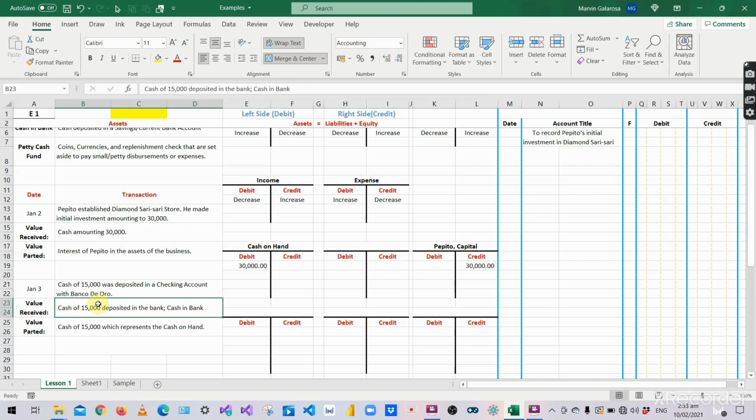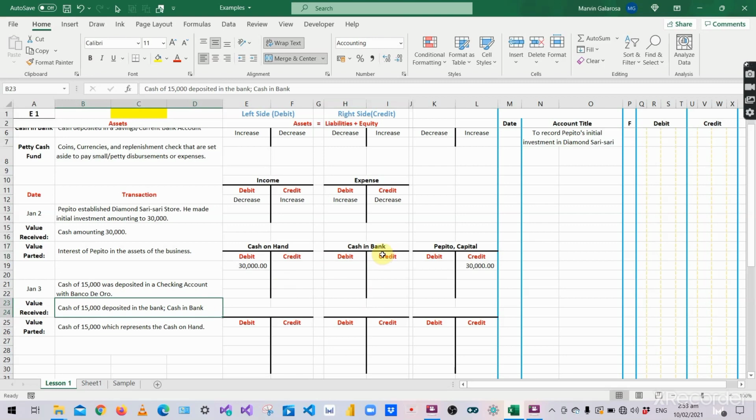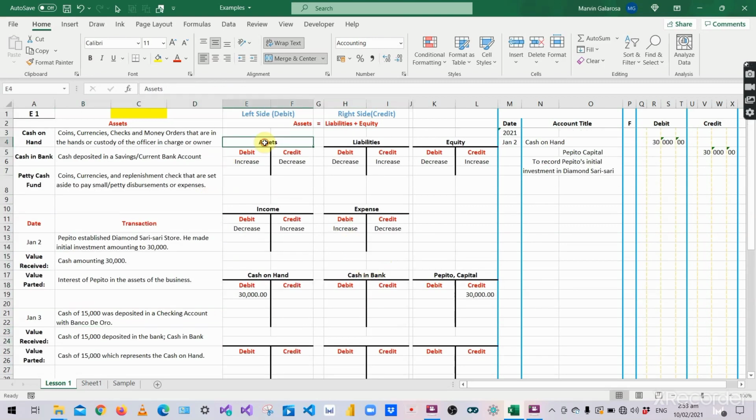So, meron kang increase sa cash in bank, and then meron kang decrease sa cash on hand. So, mag-set up muna tayo ng T-account for cash in bank. Nag-increase si cash in bank amounting to 15,000. Since si cash in bank is an asset, and ang increase sa asset recorded sa debit side, so we'll put the 15,000 on the debit side of cash in bank.